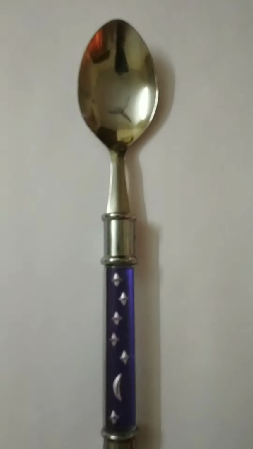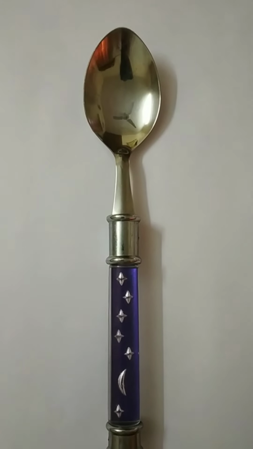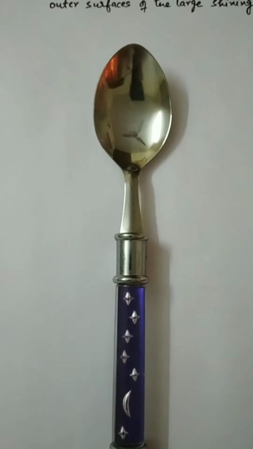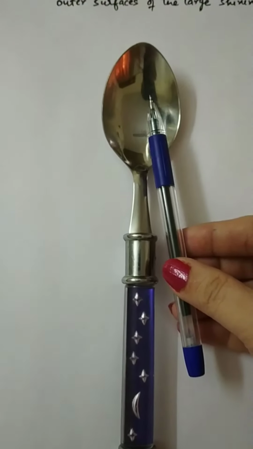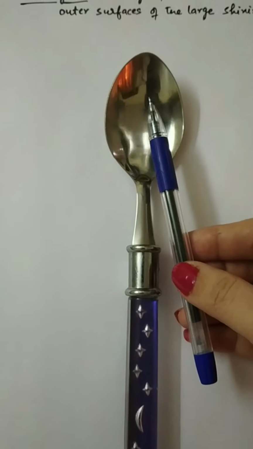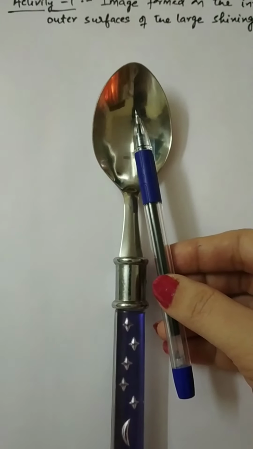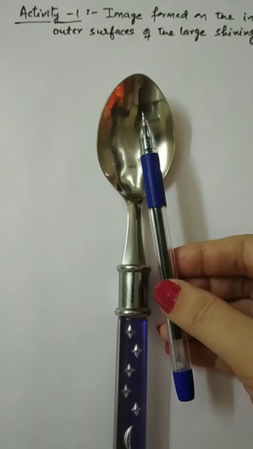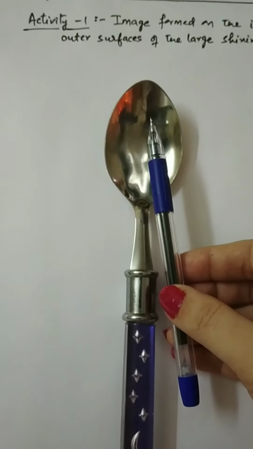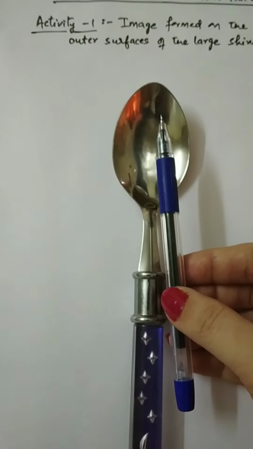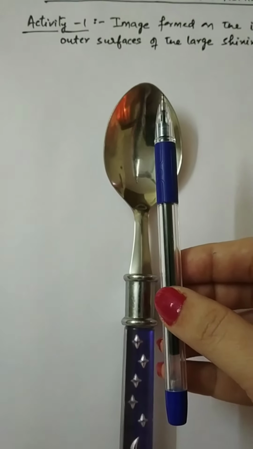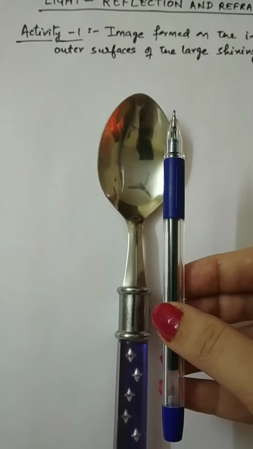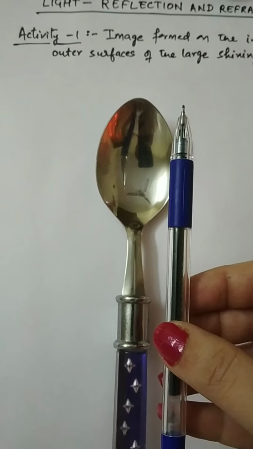Now let's view the image from the surface of the spoon that is curved inwards. When we place the pen very close to the spoon, we can see the enlarged image of the pen. The image formed is virtual, erect and enlarged. Now let's increase the distance. When we increase the distance, the image becomes inverted and becomes smaller in size.